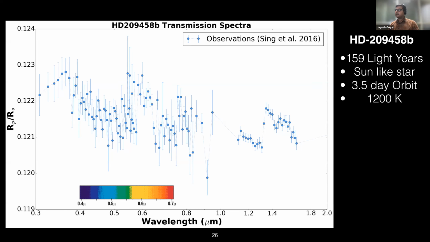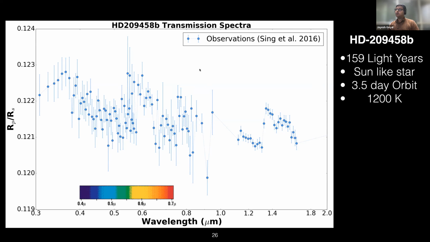And it's a sun-like star, with a 3.5 day orbit. So its 1 year is 3.5 days. It's so close. Imagine if you were on this planet, you could celebrate your birthday every 3.5 days. So just to think in that sense.